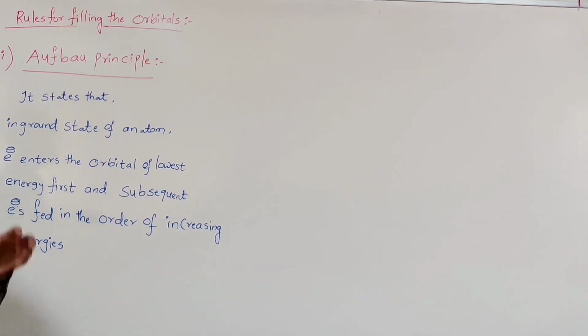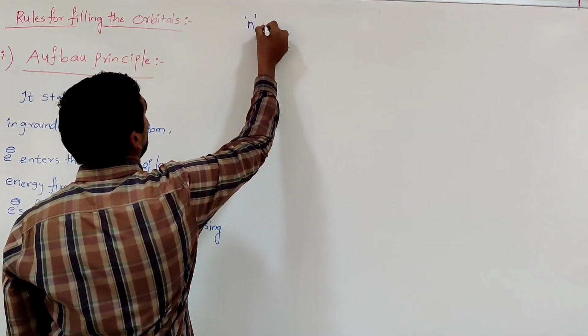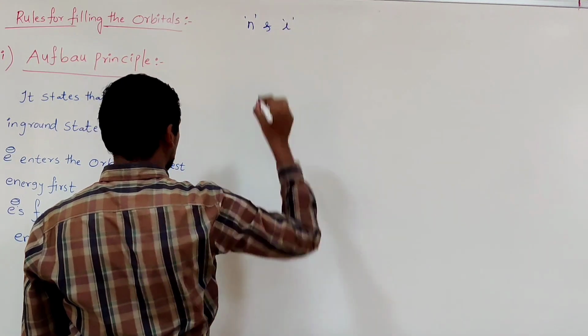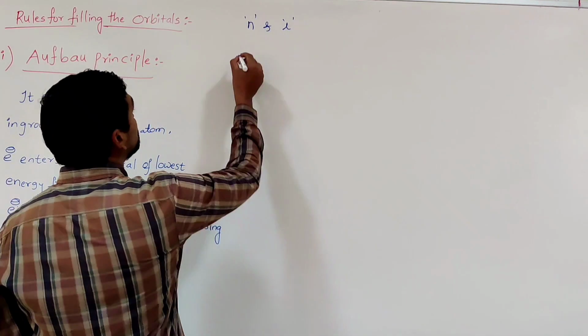How do we know which is lower energy, which is higher energy? Just now we discussed the energy level diagram for the multi-electron atoms, which is lower in energy, which is higher in energy. But every time it is very difficult to remember that energy level diagram to fill up the orbitals with electrons. So with the help of the two quantum numbers, the principal quantum number and azimuthal quantum number, we can determine the energy of each orbital. So that is by one rule, that is Bohr-Bury rule.